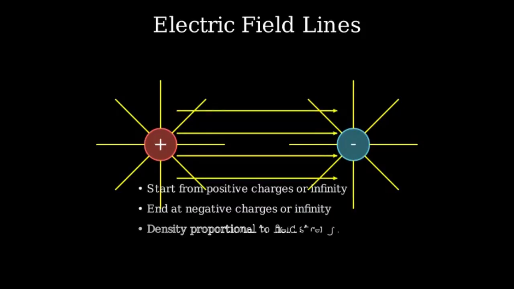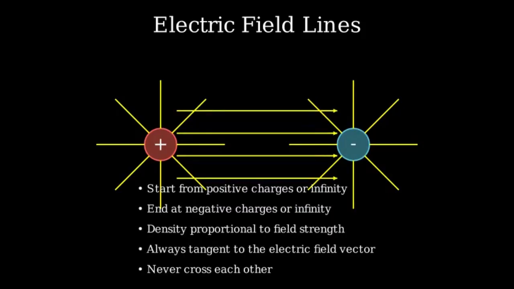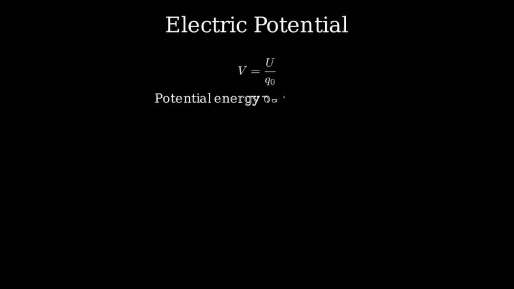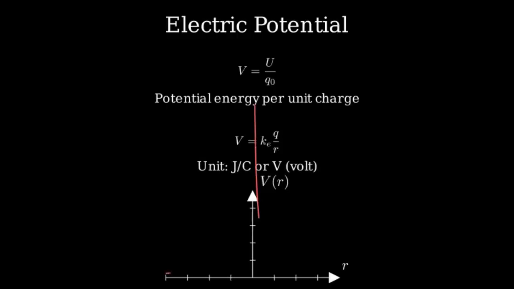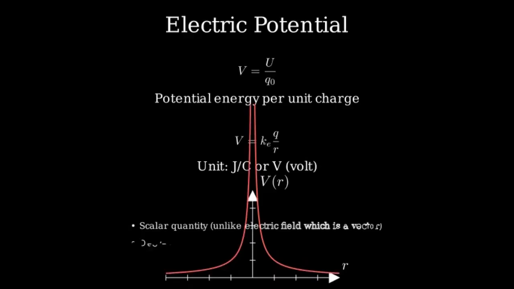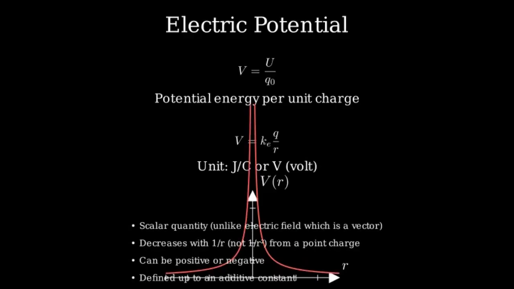Electric field lines provide a visual representation of the electric field. They start from positive charges and end at negative charges. The density of field lines indicates the field strength. Field lines are always tangent to the electric field vector at every point and never cross each other, as the electric field has a unique direction at each point in space.